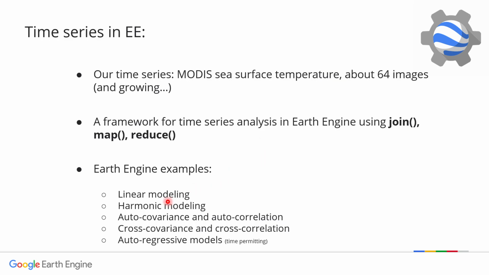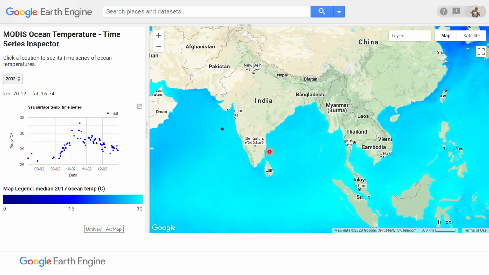But I'm going to touch upon linear modeling and harmonic modeling, and how it looks on Earth Engine, and how it's done. You all know what linear and harmonic modeling is, so I'm not going to talk much about the statistics. I'm really going to talk about how it looks on Earth Engine.